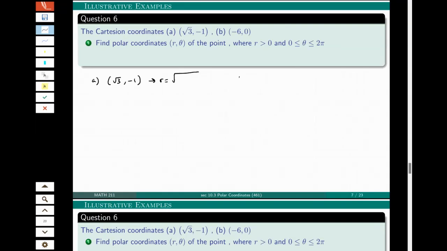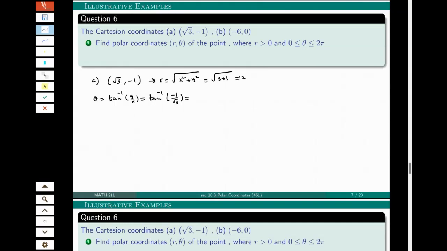R is equal to square root of what? x squared plus y squared, which is equal to 3 plus 1, which is equal to 2. That's r. We need to find beta, and beta is tan inverse of y over x, which is tan inverse of y, it's minus 1 over x, which is root 3. So what's tan inverse of minus 1 over root 3?